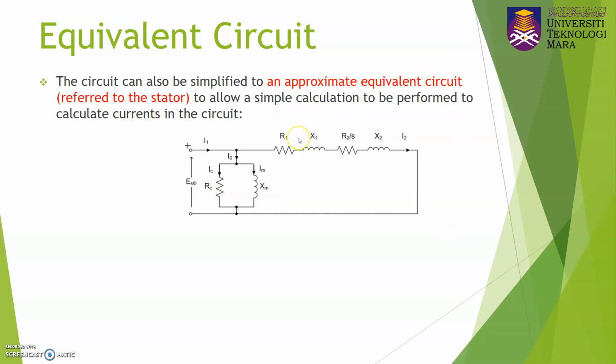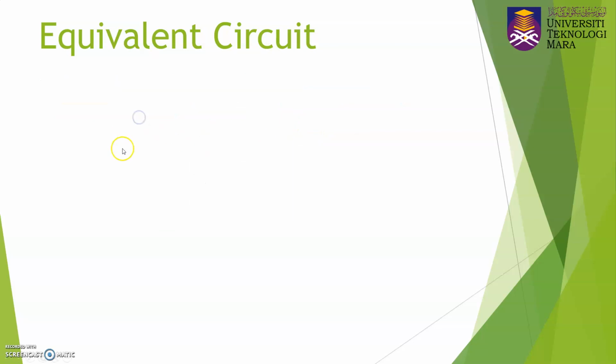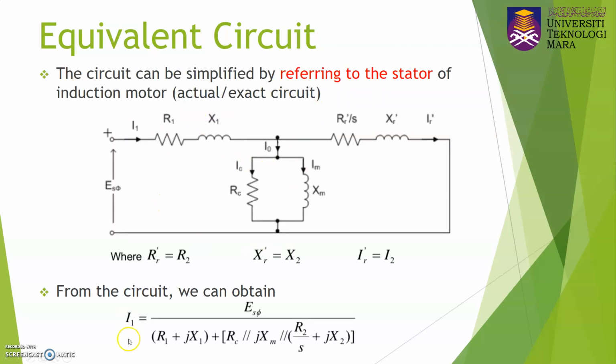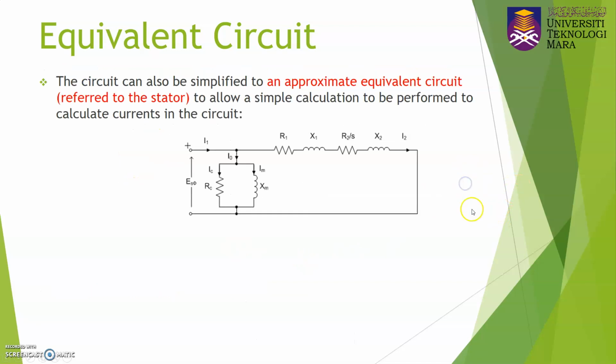This is different from the previous circuit. In the previous one, in order to find the value of I1, you need to calculate the Z equivalent, where this element is parallel with this and parallel with this, then in series with this, and only then can you find the value of I1. The other way to draw your circuit is using the approximate equivalent circuit, just like this, where you move RC and XM to the front.